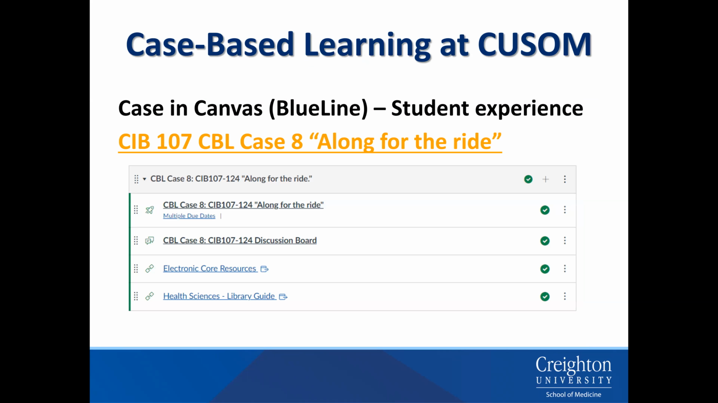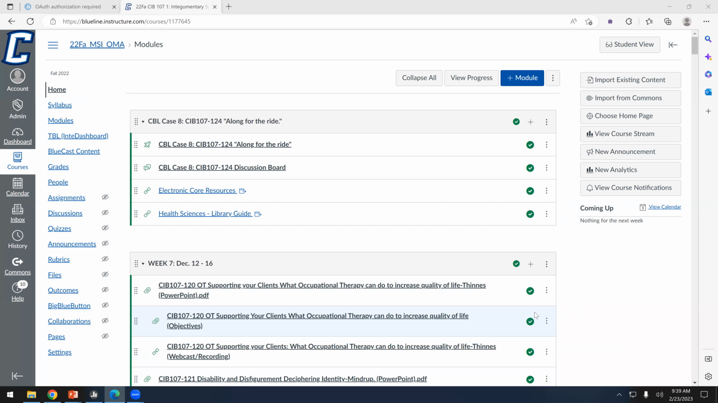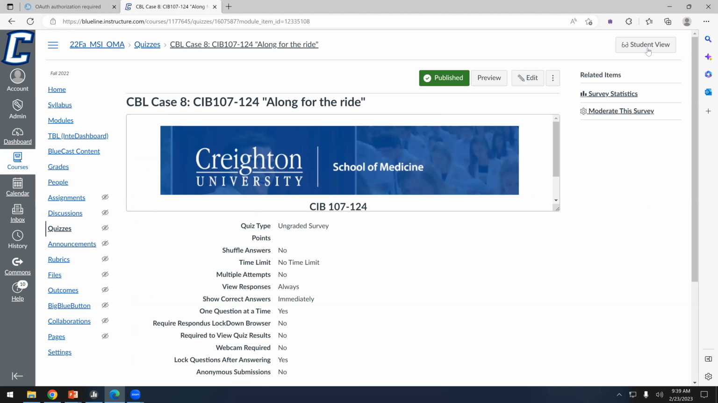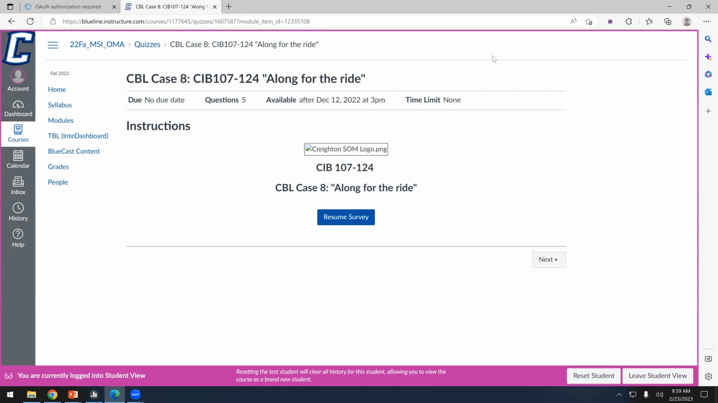So I'm just going to show a case here. This is the case as it appears in Blueline for the students, and the discussion board is underneath here. Here's how the students access the case. I'm going to show you a couple of panels from the student's view, but then I'll switch to what I call the easy view, because it is easier to go through the whole thing at once. So, student view. There we go. Okay.